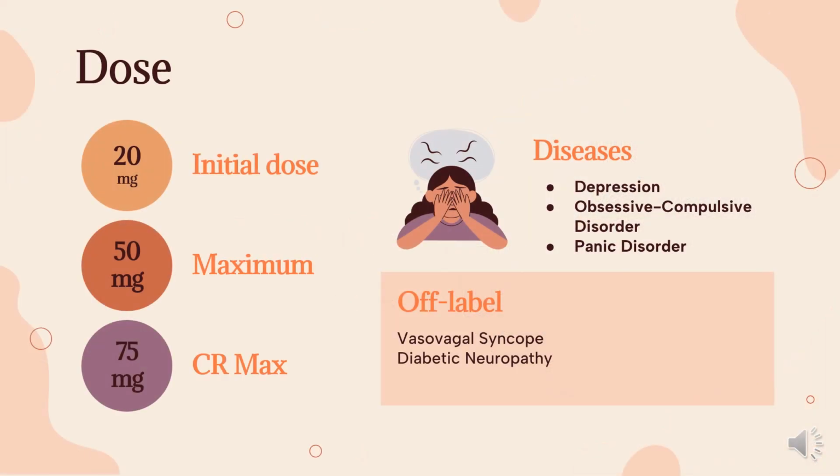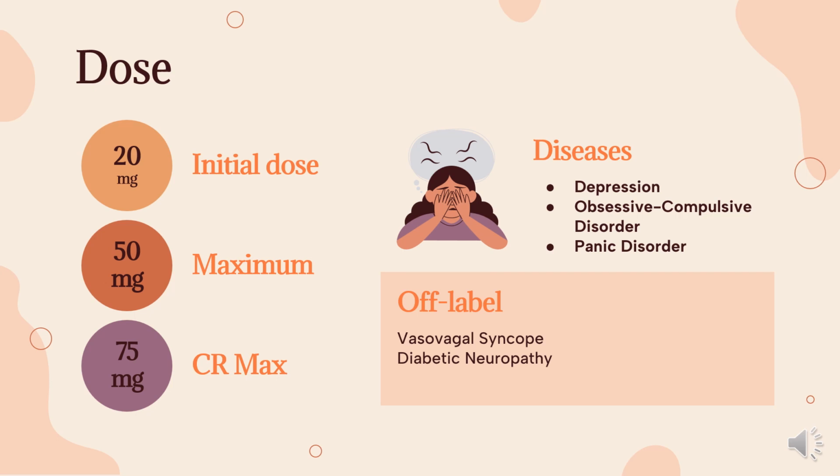Dose. Depression. Conventional, 20 mg PO/day initially, may increase by 10 mg per day weekly, not to exceed 50 mg per day. Paxil CR, 25 mg PO/day initially, may increase by 12.5 mg per day weekly, not to exceed 62.5 mg per day. Obsessive-compulsive disorder. 20 mg PO/day initially, may increase by 10 mg weekly, not to exceed 60 mg per day.